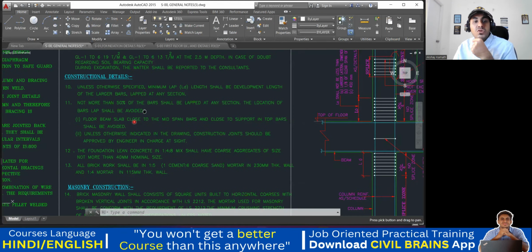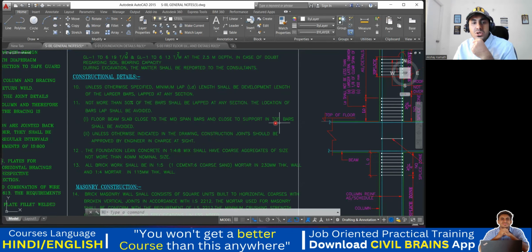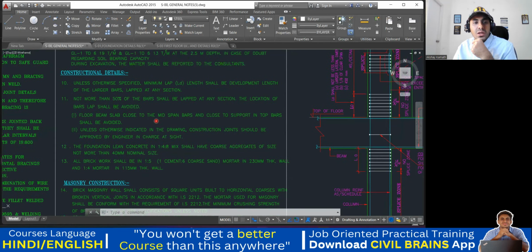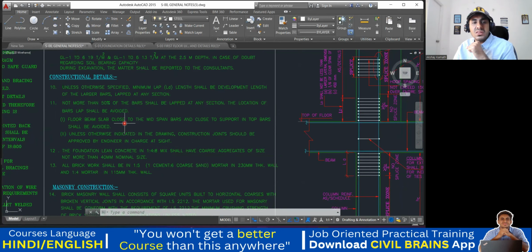Now, in floor beam slab, lapping close to the mid-span for the bottom bar and close to the support for the top bar shall be avoided. Unless otherwise indicated in the drawing, construction joints should be approved by the engineer in charge at the site. So what is the first point he is telling us? Lapping close to the mid-span bar and close to the support in the top bar shall be avoided.